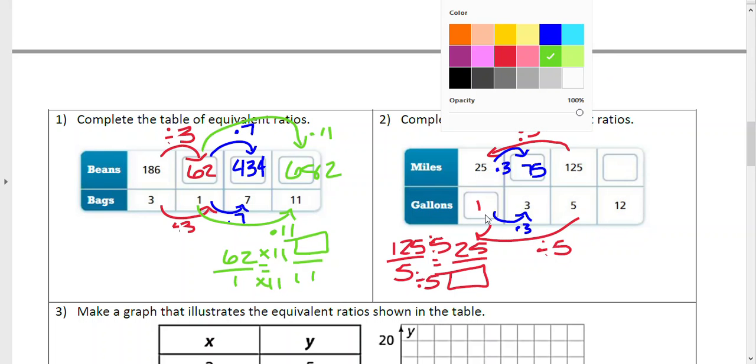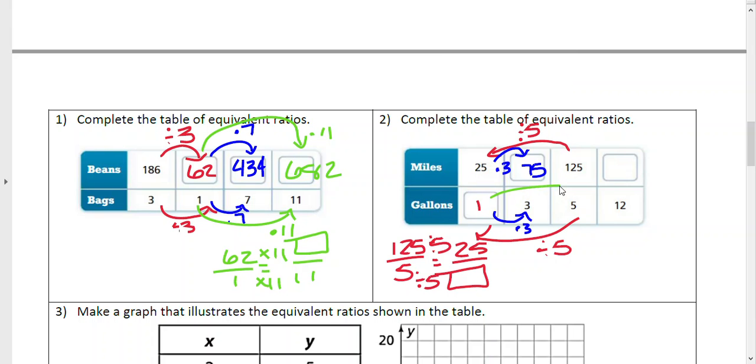I'm going to use the 1 just because I like to use the most simplified fraction. So I'm going to go from 1 times 12 is 12. So then I have to do 25 times 12. And if you do 25 times 12, you get 300.